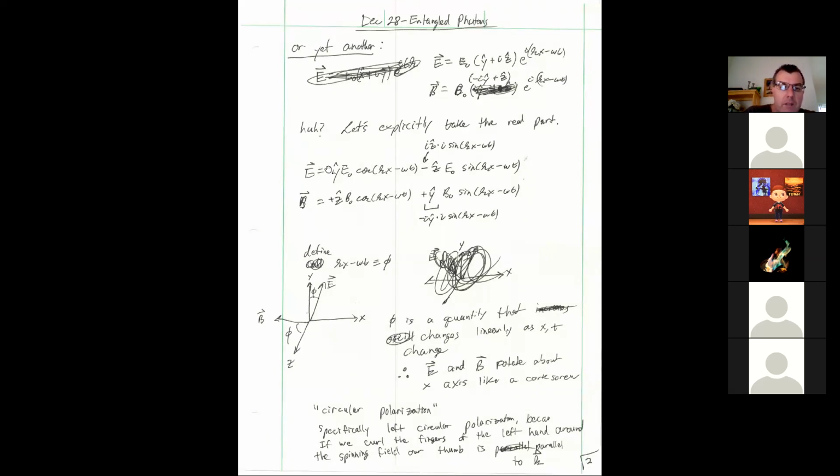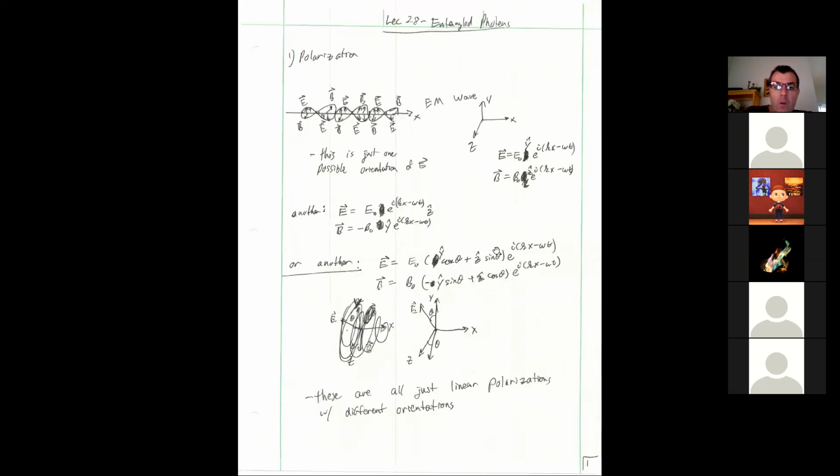So let's do that. If we multiply (y hat plus i z hat) by this, well, y hat times the cosine is real. Y hat times i sine is imaginary, so we drop the i sine and keep that. i z hat multiplied by i sine is minus z hat sine, so we keep that. And we get something similar for B. And what we've got is that the E field is a combination of the y and z directions, just like before, except that before, these coefficients were constant.